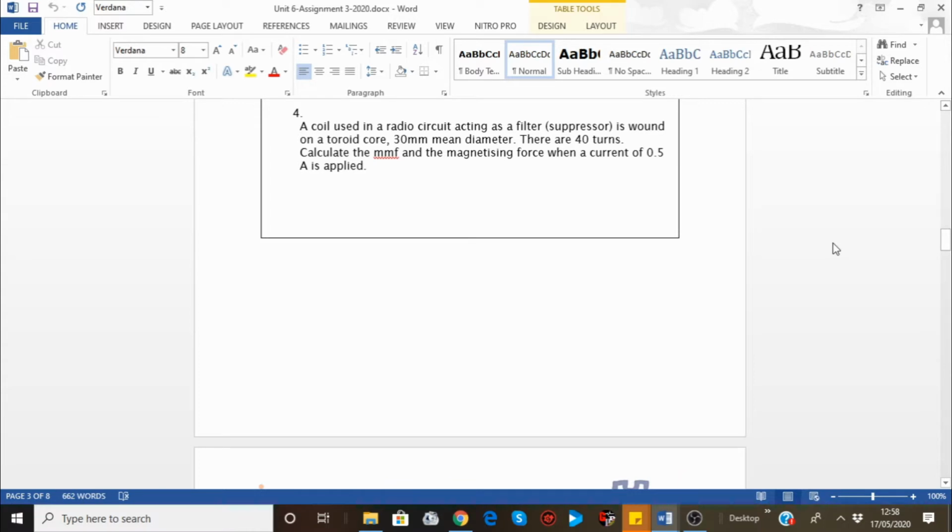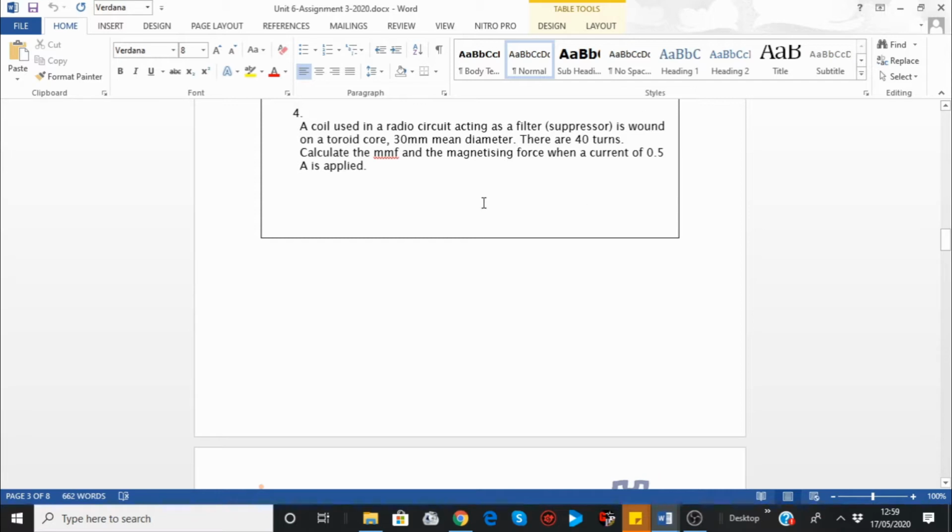A coil used in a radio circuit acting as a filter or suppressor is wound on a toroid core, 30 millimeter mean diameter. So that means you need to find the area. It's given you the mean diameter. That means straight away you need to convert it to meter first of all. That's 0.03 meter. And if you times that by pi, then you find the mean circumference, which is the length of the magnetic circuit.